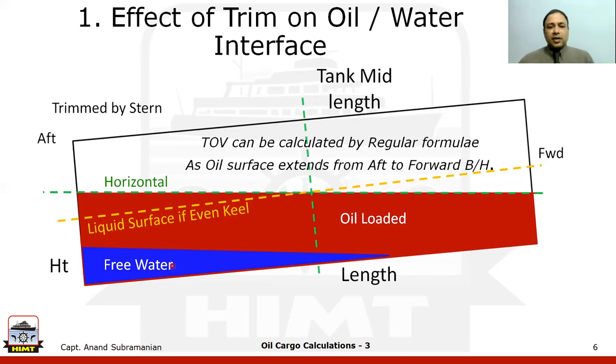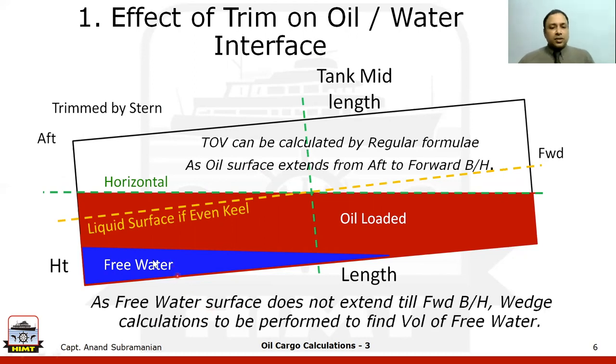For this, we have to separately do one more calculation using the wedge calculation, because the surface of the free water does not reach the forward bulkhead. It stops well before the forward bulkhead, so the free water is forming a wedge. Once we find the volume of this free water, it has to be subtracted from the TOV to get what is called the gross observed volume, and from then on we can find out using the VCF and WCF as a regular method.